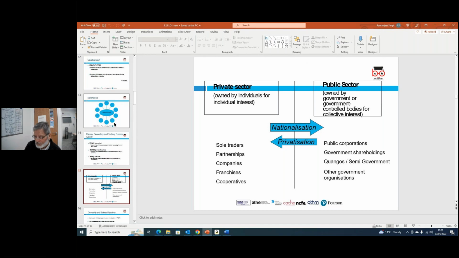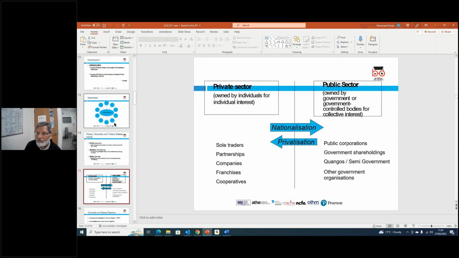They provide other kinds of services to the public. These are mainly public sector organizations, owned by the government, run by the government, and controlled by the government, like HMRC, or the police service, or the council.